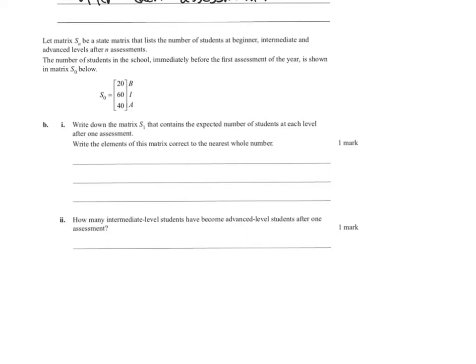So if you're a highlighter person, we're trying to find S1, and it just wants us to write the elements of the matrix, so find the matrix, and then to the nearest whole number. So remember with the matrices, guys, if the number is 4 or below, we round down. If it's 5 or above, we round up.